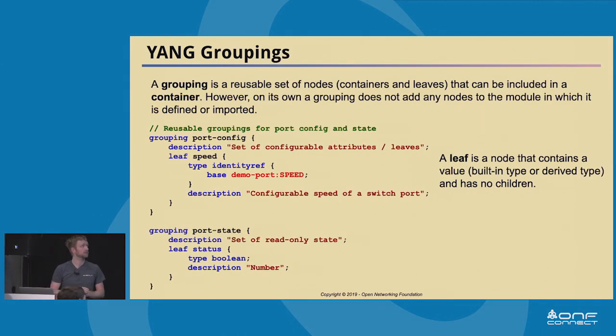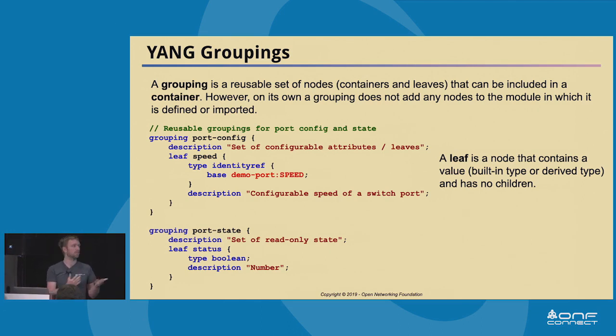Next, we have groupings. Groupings are going to be reusable sets of nodes. These are things like containers or leaves that are going to be included in other containers. A grouping in itself doesn't actually have any nodes in the module, but rather it describes a subset of functionality we're going to inject into the model. In most configuration models, we care about two things. How do we configure the device, and how do we read state from the device?